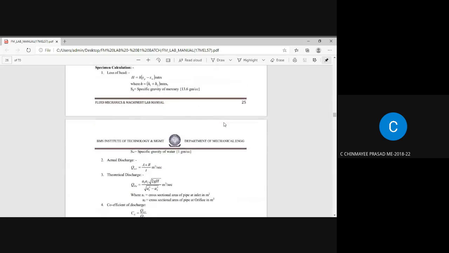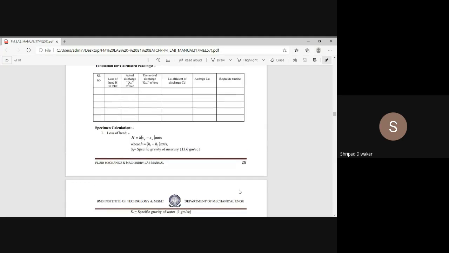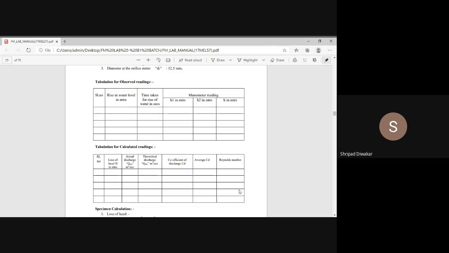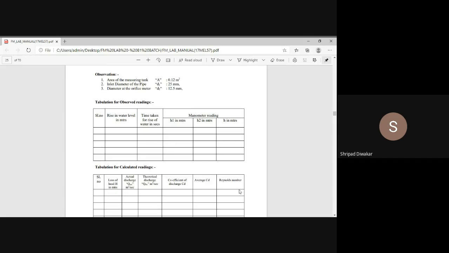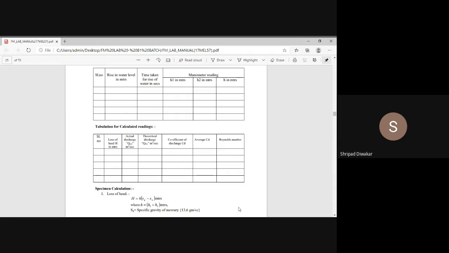So we don't have to note down the second table yet? Should you note down the second table? Yes, note it down, because first I will explain the specimen calculation. Please note down the second table columns also. How many readings for the first table? For the first table, one or two readings. That's it. Then note down this second table.